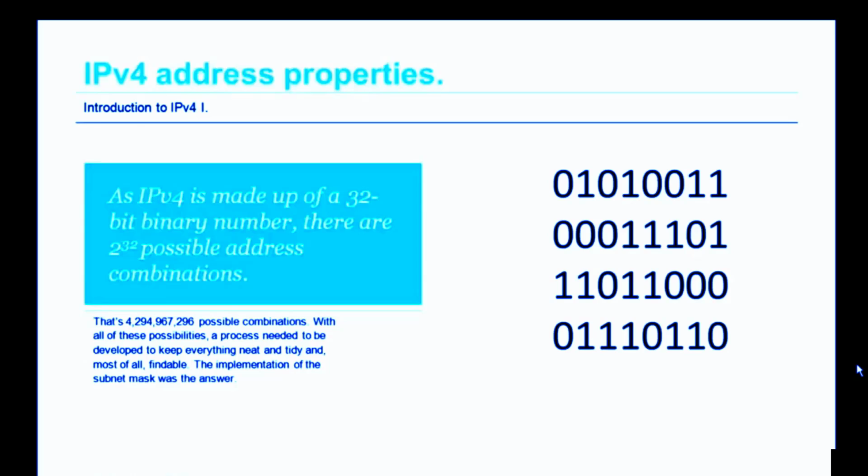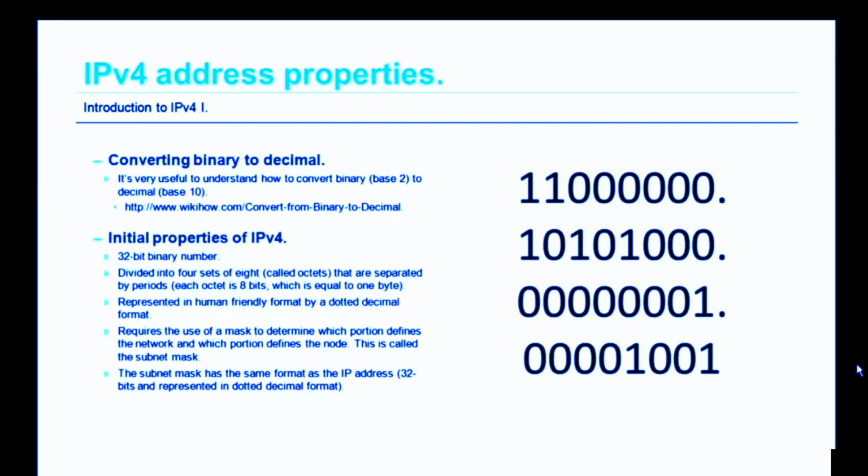IPv4 is made up of a 32-bit binary number. That means there are 2 to the 32nd power possible address combinations. That gives us 4,294,967,296 possible address combinations. With all of these possibilities, a process needed to be developed to keep everything neat and tidy, and, most of all, findable. The implementation of a subnet mask was the answer, and I'll get to that subnet mask in just a moment.